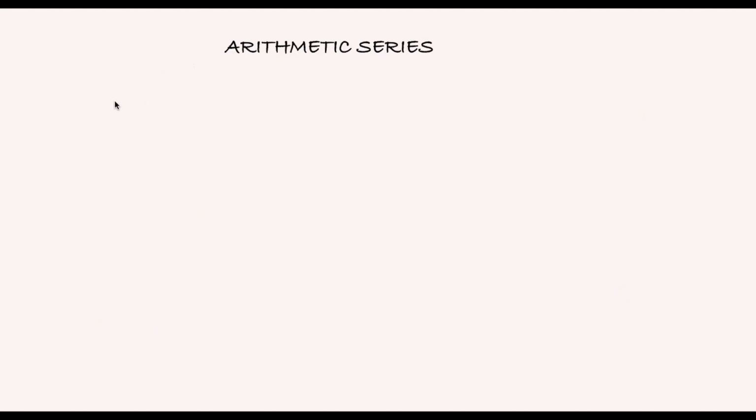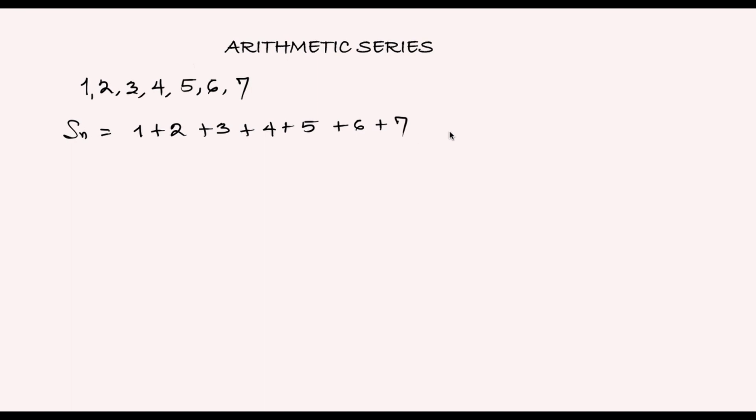Now let's move on to arithmetic series. Now don't forget that we had said that a series is simply the addition of the terms of a sequence. So if we have a sequence of numbers 1, 2, 3, up until 7, to find the series of this sequence, we simply have 1 plus 2 plus 3 plus 4 up until plus 7. And this is simply 28.